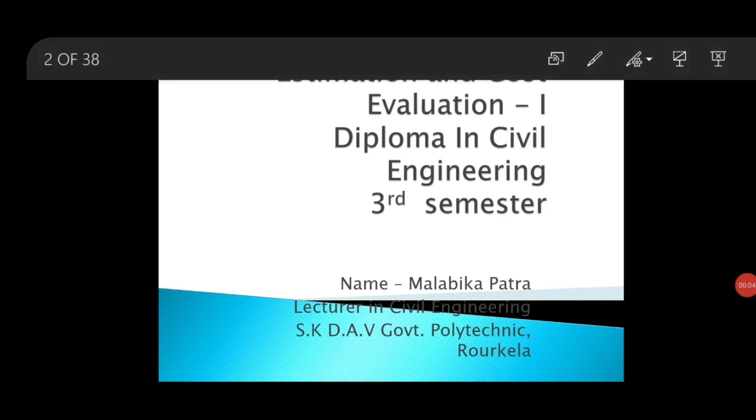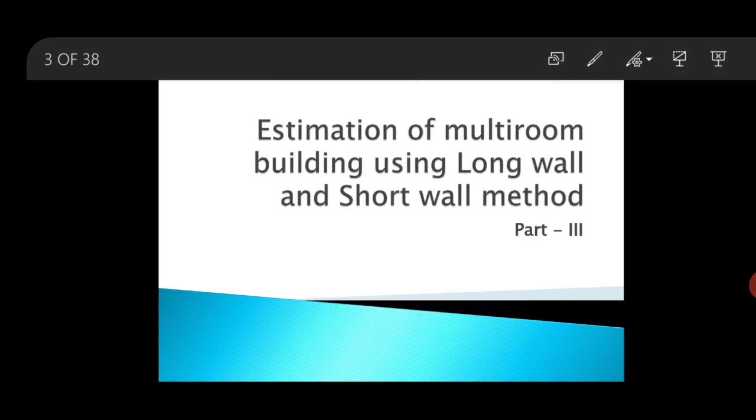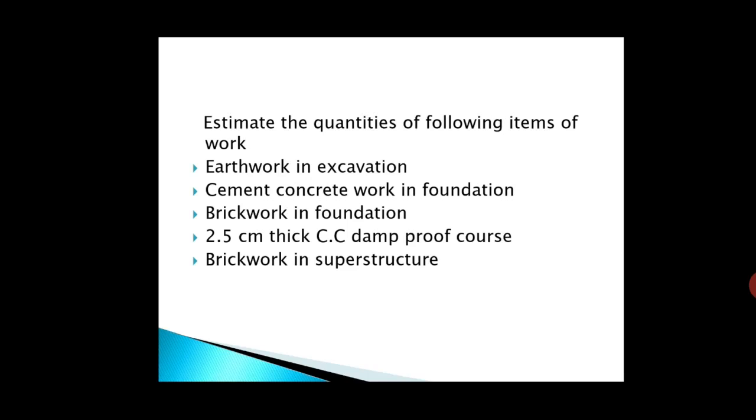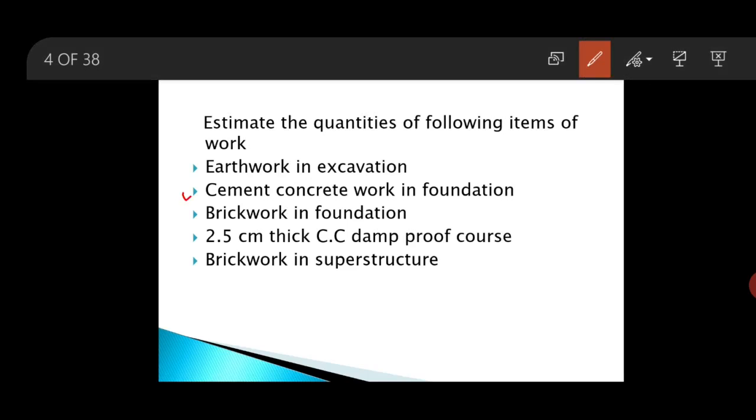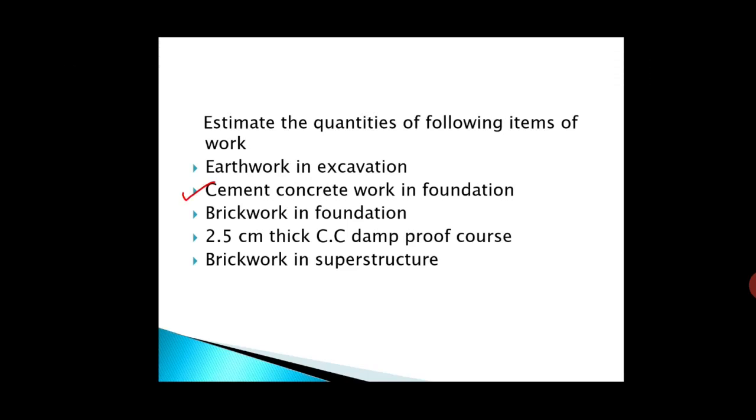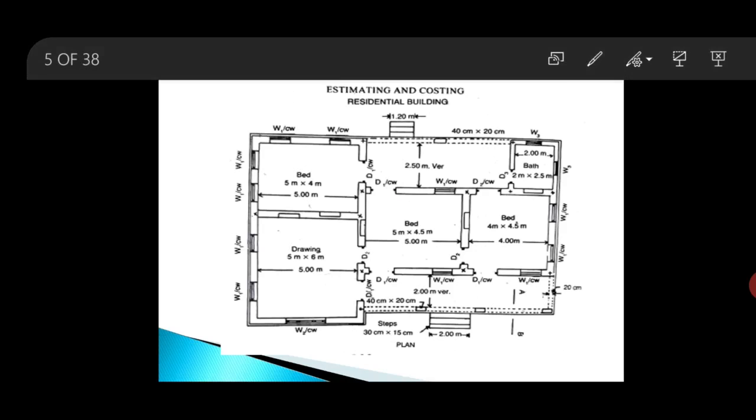In the last class we completed the quantity calculation of earthwork in excavation of a multi-room building using the long wall and short wall method. Today we are going to calculate the next item of work, that is cement concrete work in foundation. For this, first we will find out the quantity of the first part. Here in the first part there are 2 long walls and 3 short walls.